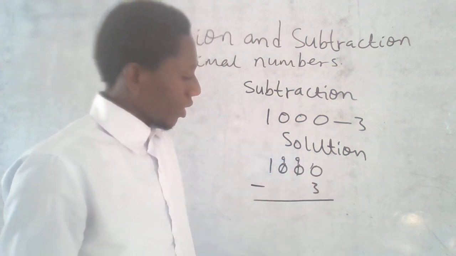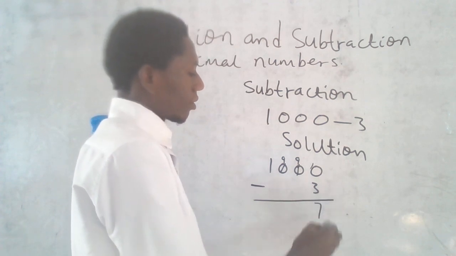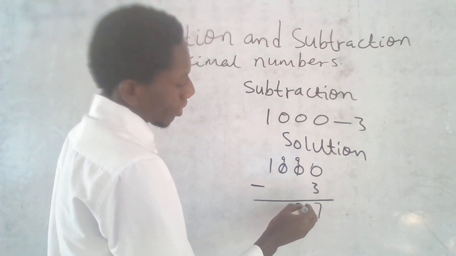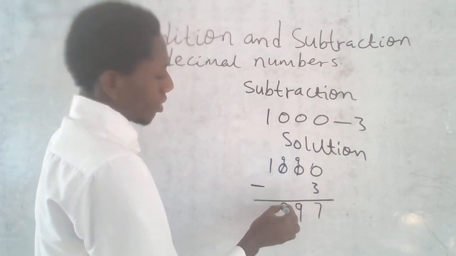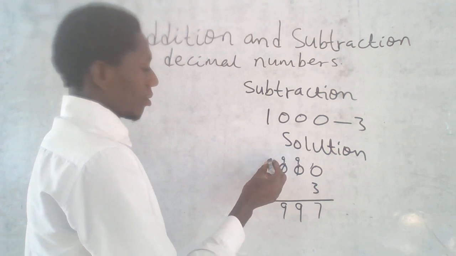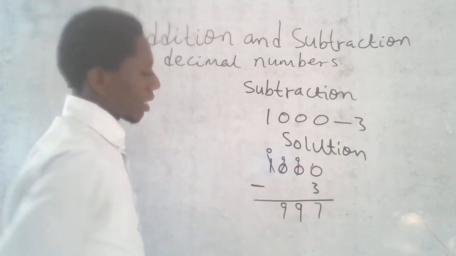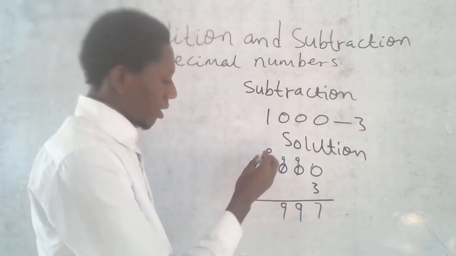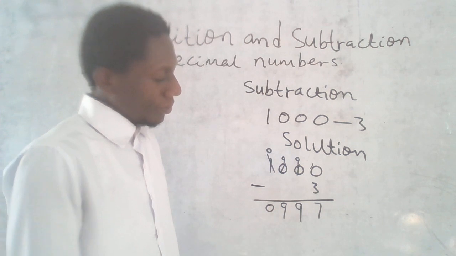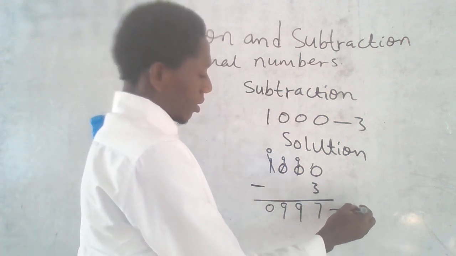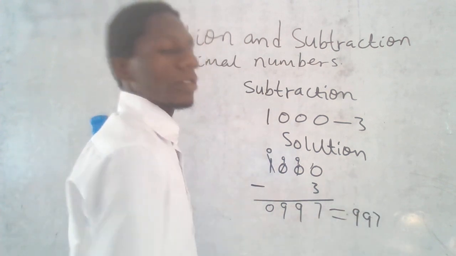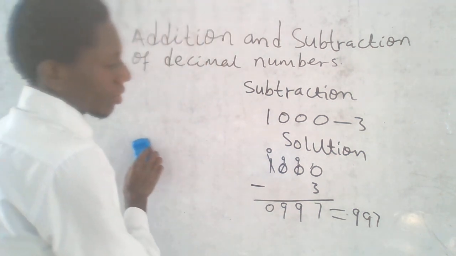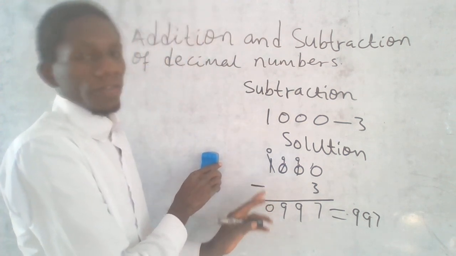Now 10 minus 3 is 7, and then here 9 minus nothing is 9, and 9 minus nothing is 9, and here there is nothing more. This place is now 0, it's empty, so we have 997 as our answer. Okay, so the answer is 997, and that's the right answer. So that's how you can work with subtraction when it involves zeros.